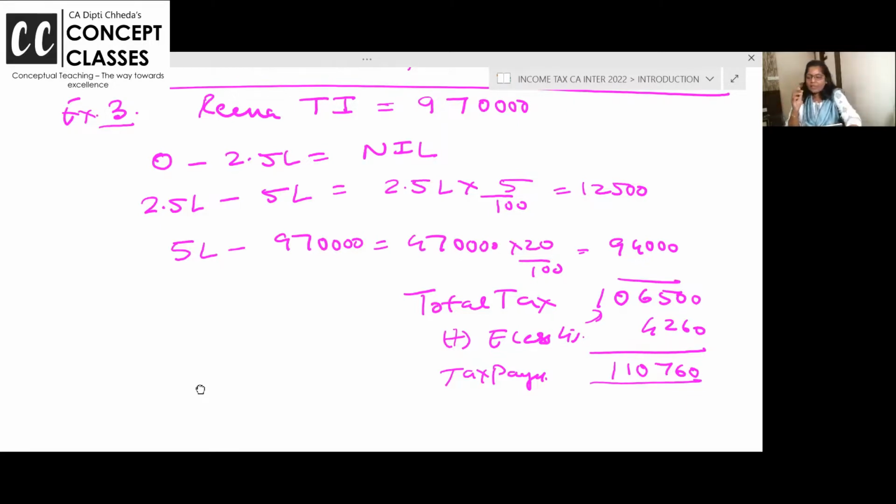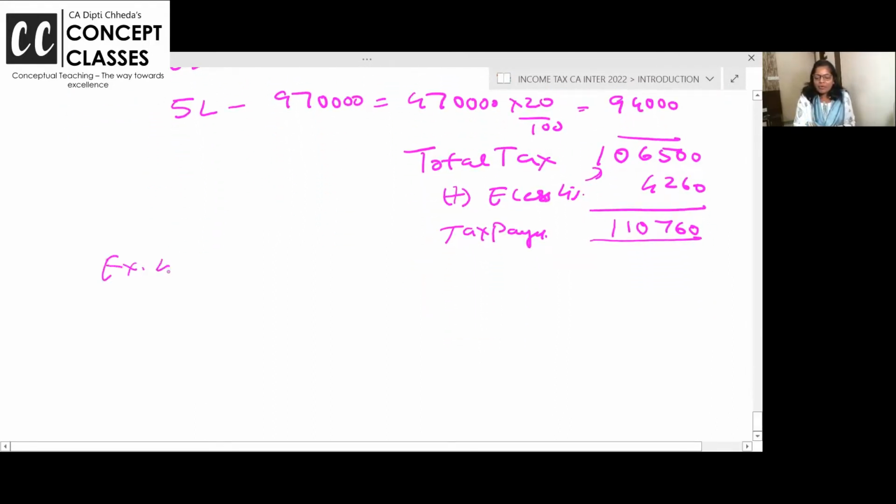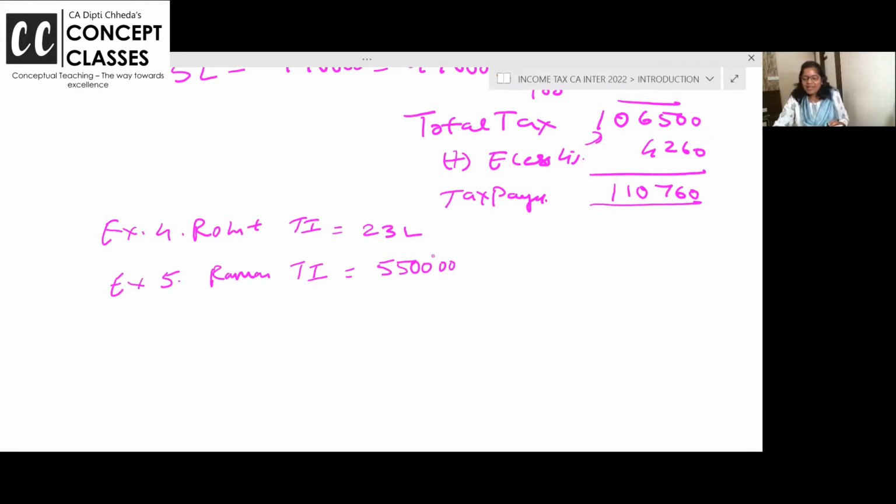Should I give some homework? Do one or two problems at home. Yeah. Write down example number 4. Rohit is having total income 23 lakhs. And example number 5. Raman is having total income 5,50,000. Rohit and Raman. And these are the simple homeworks. When I do full-fledged, then I will ask you to write the duration so that we know how much time it took. You can tell me, ma'am, I did second problem as homework, but I took 8 minutes, 10 minutes.